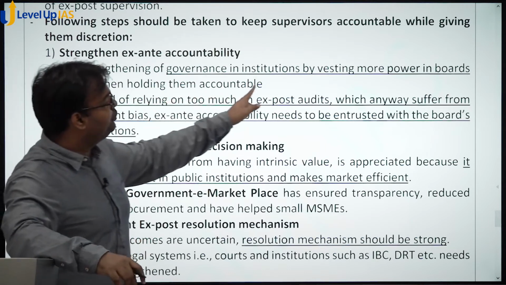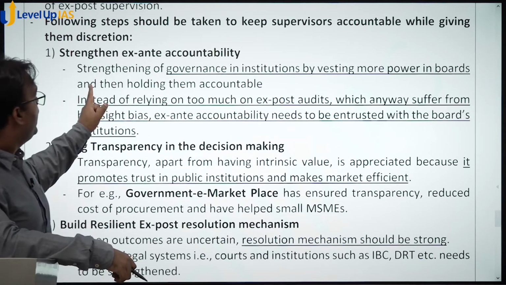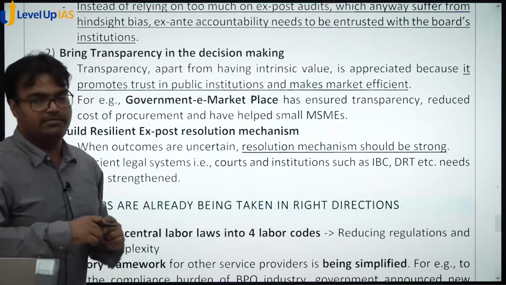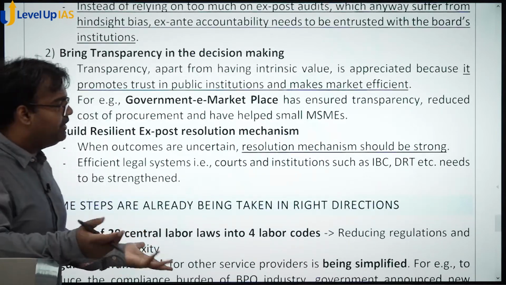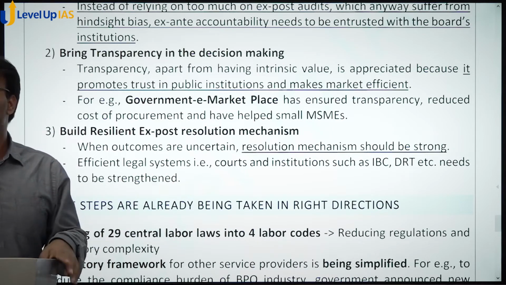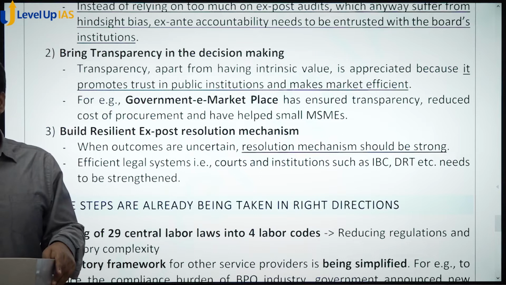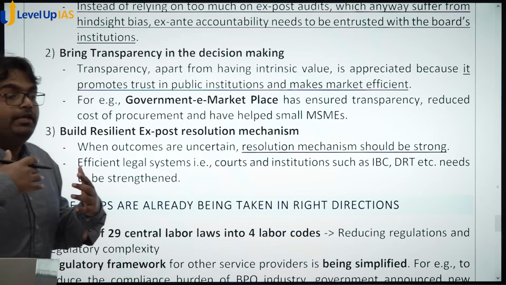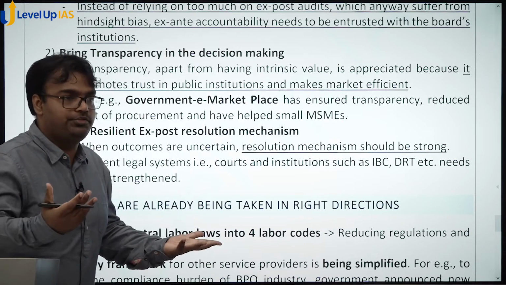Strengthen governance in institutions by vesting more power in boards and then holding them accountable. Second, bring transparency in decision making. Decision making should not be like, I'll choose my friend. I'm choosing that company for XYZ reason. This transparency will not only improve the process but will also improve the trust of people in public institutions.